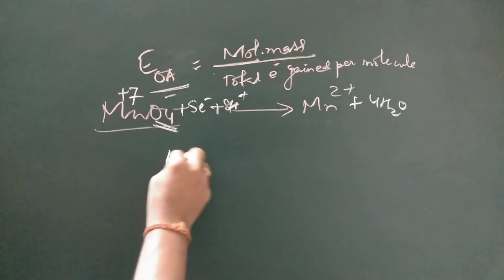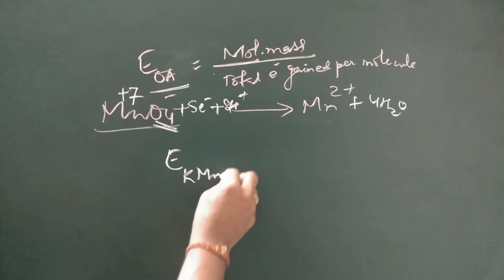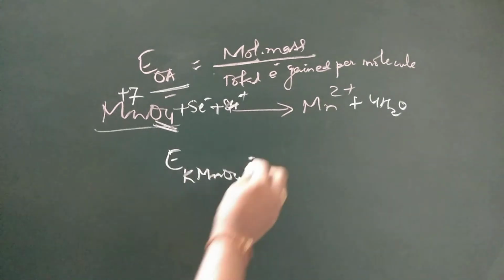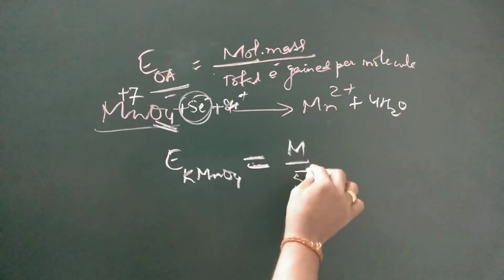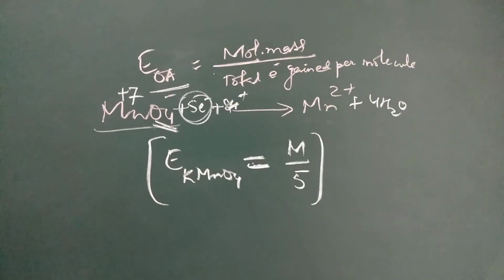So if you want to find the equivalent weight of KMnO4 in this reaction, that is in acidic medium, it is the molecular weight over the total number of electrons gained, which is 5, so it is M by 5. This way we find the equivalent weight of an oxidizing agent.